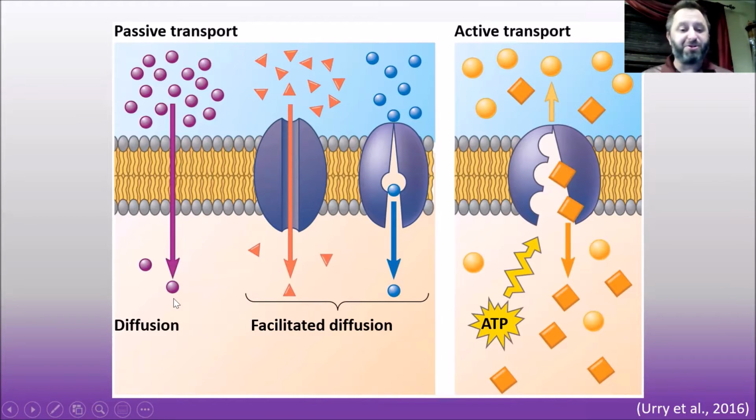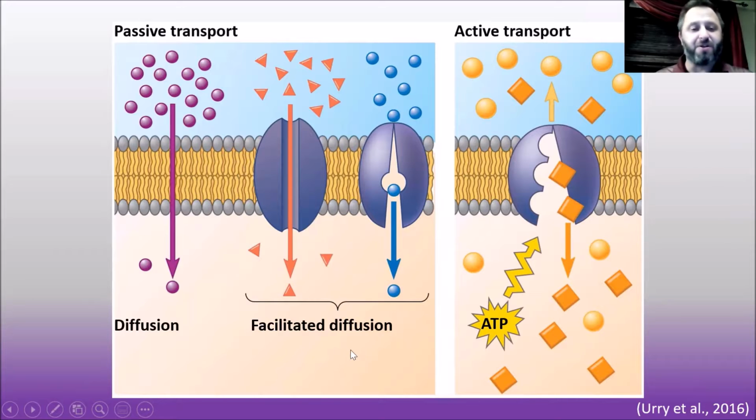Now, for molecules that are too big to cross that membrane, or they may be charged, they're unable to cross through this phospholipid bilayer. So they need some sort of gateway or channel, a passageway really, to cross that membrane. So those kinds we call facilitated diffusion.